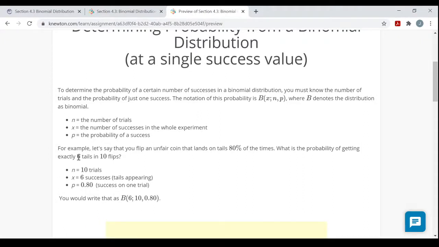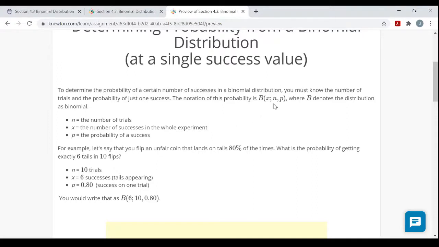So for example, let's say you flip an unfair coin that lands on tails 80% of the time. What is the probability of getting exactly 6 tails in 10 flips? So the 10 flips are the 10 independent trials, because again, the outcome of one flip has no effect on the outcome of the next flip. So they are independent. So n equals 10.